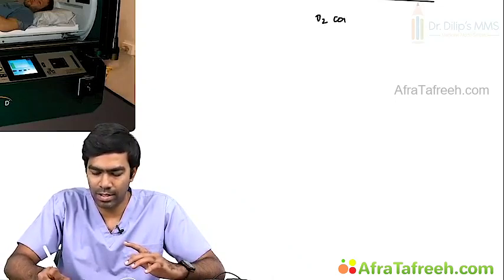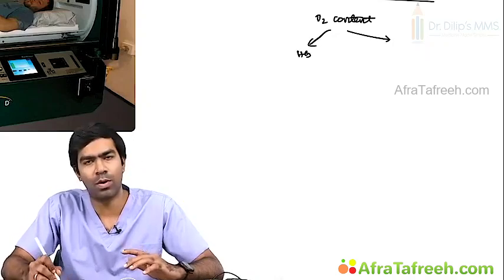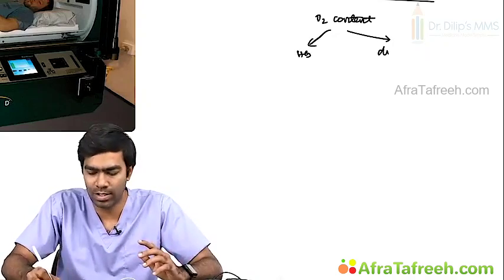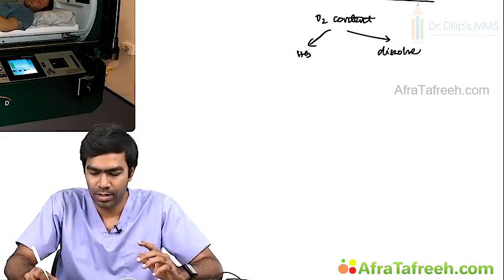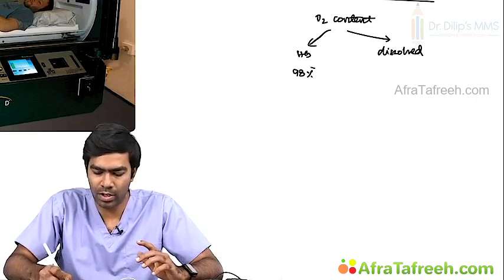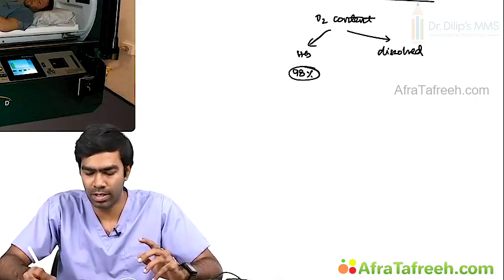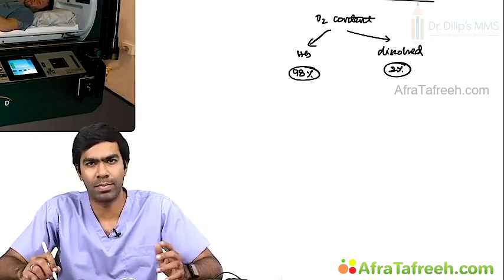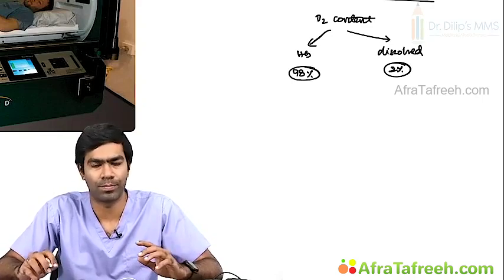So let us look at the normal distribution of oxygen in the blood. We are talking about the content of oxygen, how it is distributed. Remember, oxygen content in the blood is distributed into two areas. One is oxygen that is bound to hemoglobin, and the second is oxygen that is dissolved in the blood. Oxygen bound to hemoglobin is 98 to 99%. Dissolved in the blood is only 2%. That is PaO2, partial pressure of arterial oxygen.